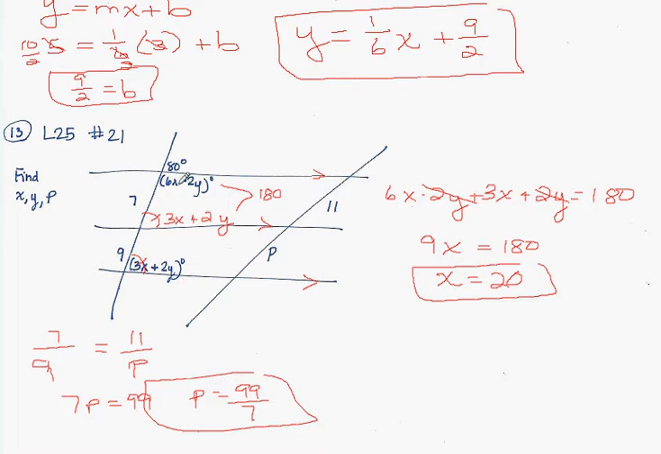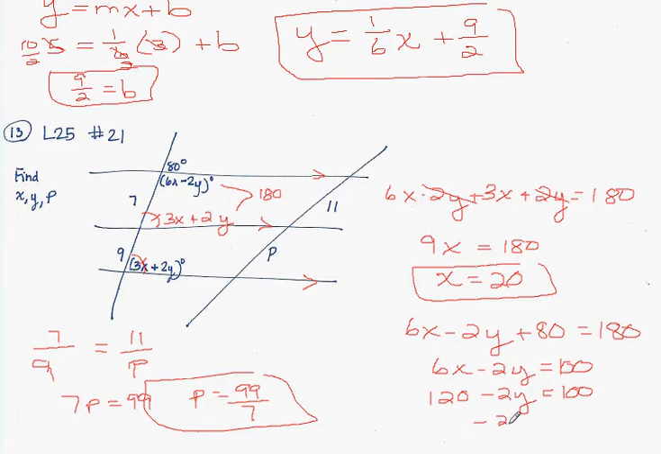We also know that these two have to add up to 180. You could just substitute it back, so let's do it that way. We know that 6x, which would be 20, 6 times 20 would be 120. Let's write this out: 6x minus 2y plus 80 equals 180. These two lie on the same line, they're a linear pair, so they add up to 180. So we get 6x minus 2y equals 100. And we know that x equals 20, so 6 times 20 is 120, minus 2y equals 100, minus 2y equals negative 20, and we get y equals 10.